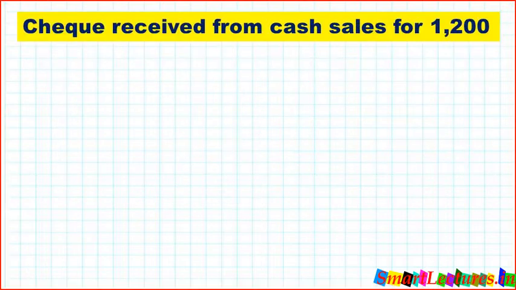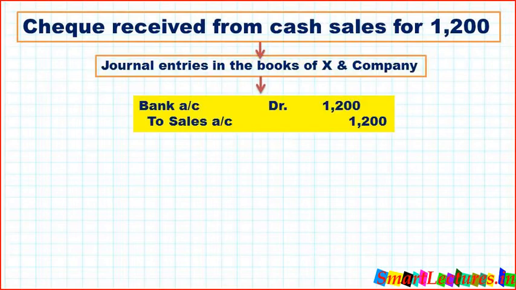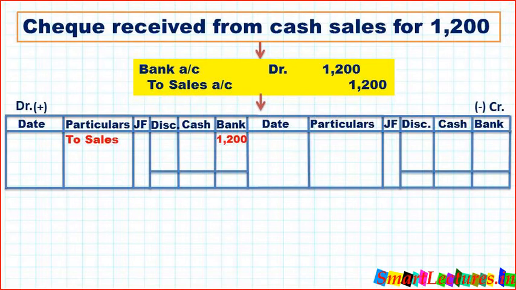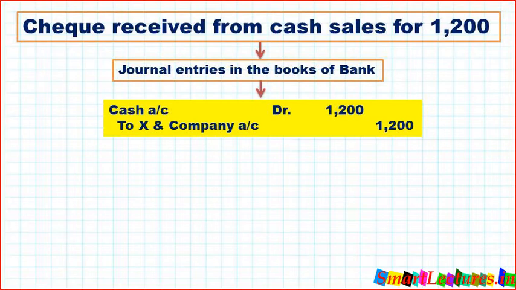Number 3, check received from cash sales 1200. It means the firm has sold goods and the customer has paid 1200 to the firm. So what will be the journal entry in the books of firm? That will be bank account debit to sales 1200. And in the cash book on debit side, that will be to sales 1200 in the bank column. But in the books of bank, the journal entry will be cash account debit to X and Company 1200. It means they have received 1200 on behalf of X and Company.